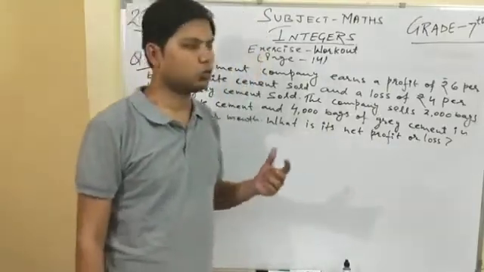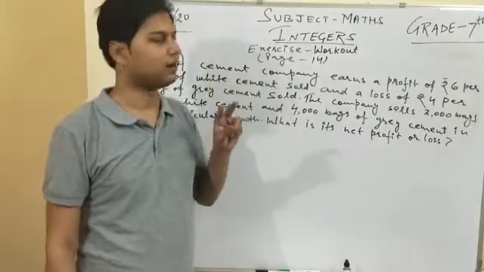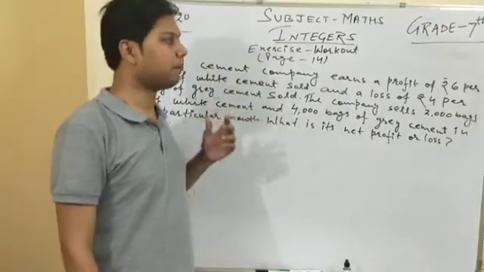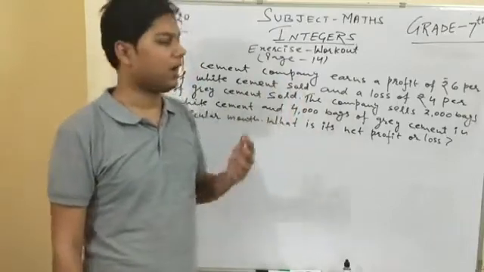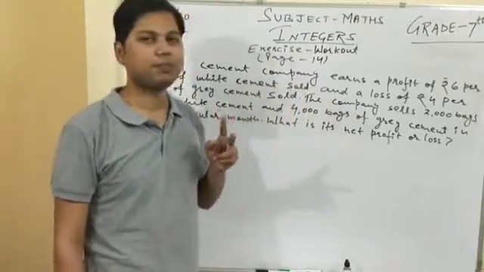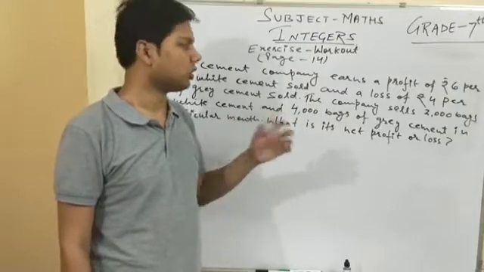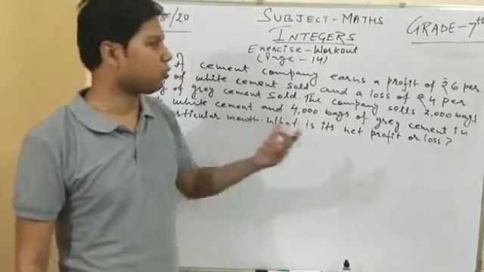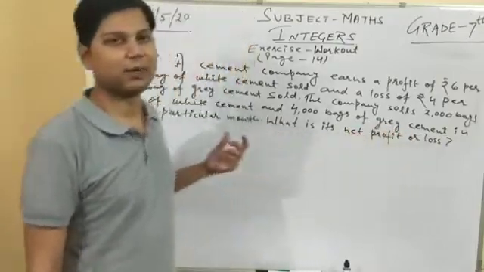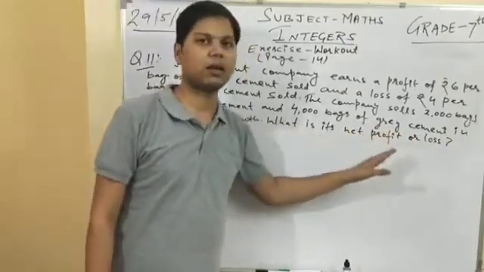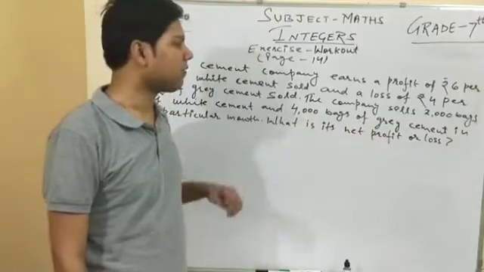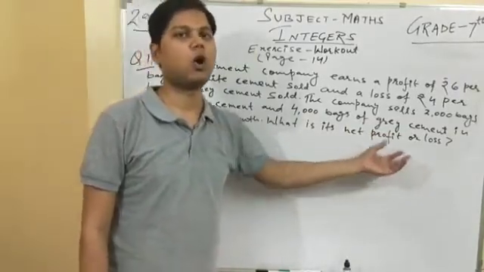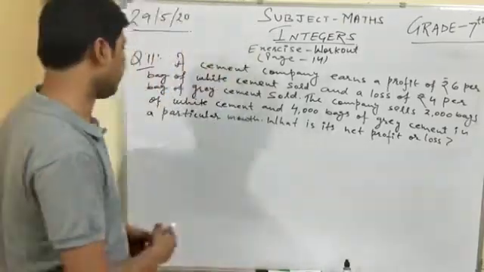Now we have two types of bags. The first one is white cement bags, in which the company earns a profit, and grey cement bags, in which the company incurs a loss. And we sold 2,000 bags of white cement and 4,000 bags of grey cement in a particular month. Now we have to tell the company's net profit or loss. Let's solve it.